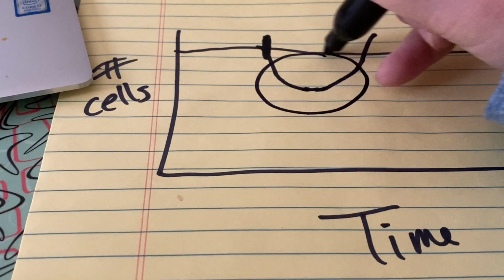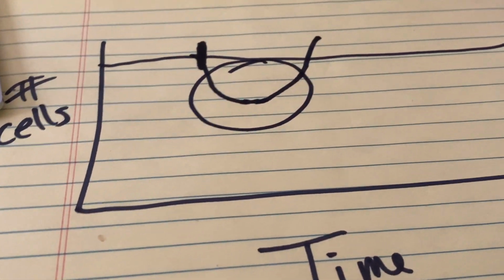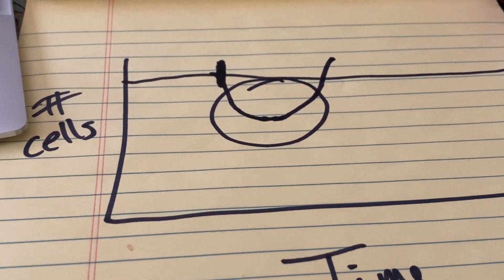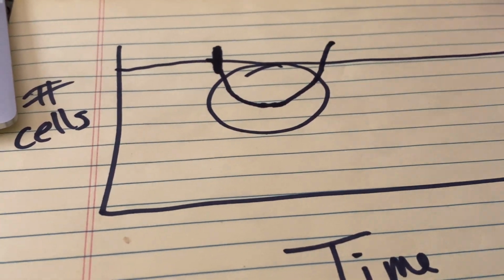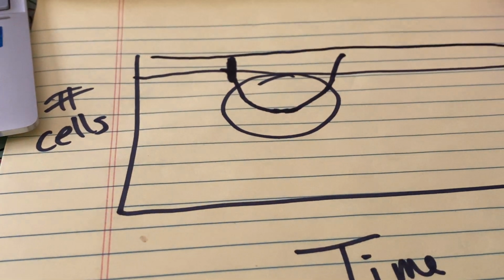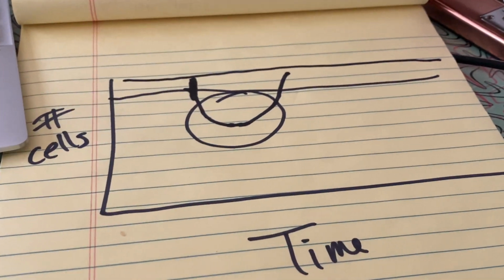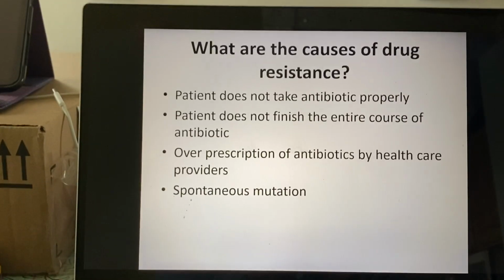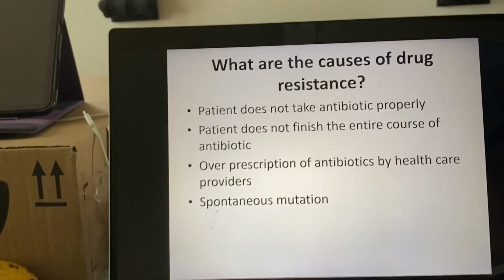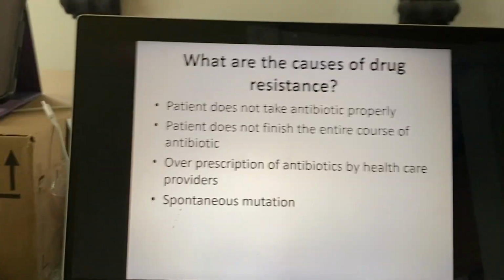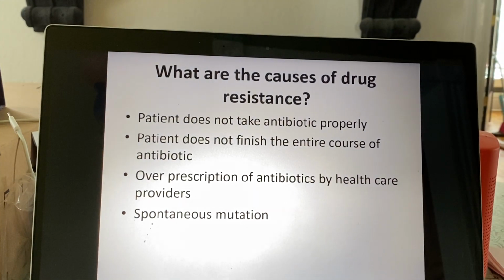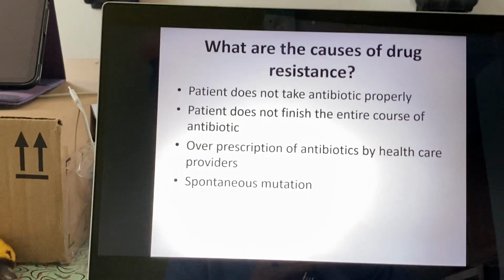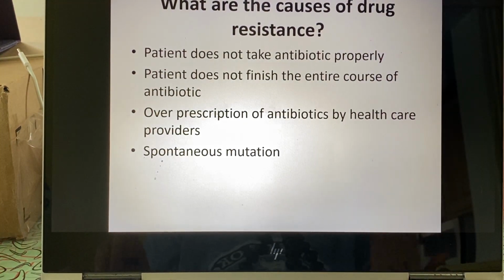Well, in this time period, you have cells that may be weakened by the drug, but they also now have time to become resistant. So it's important to keep giving that drug at a constant time because you want to keep it up at this therapeutic level. So that's why we're supposed to take our antibiotics at particular intervals. But we are humans and life interferes, and so we don't do that all the time. Okay, so that's one cause.